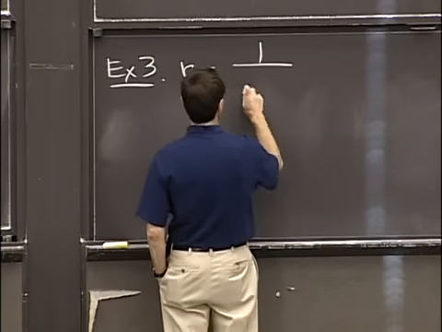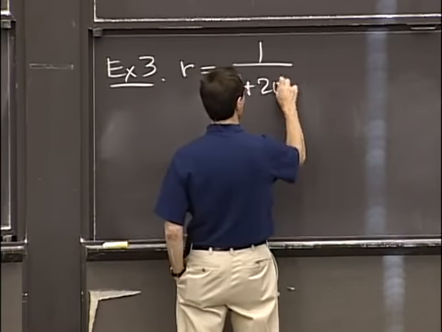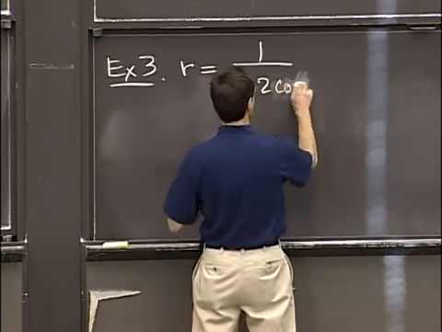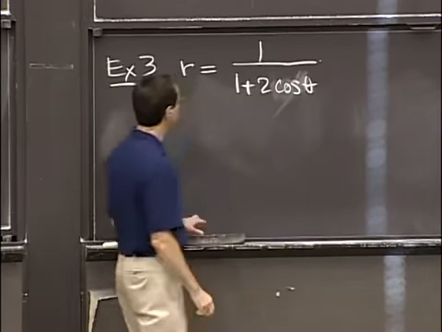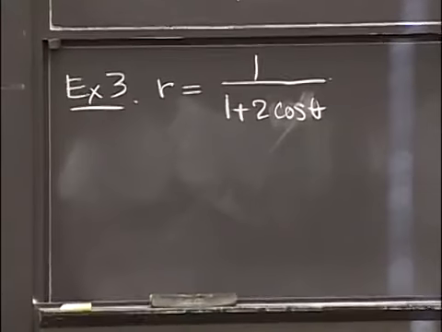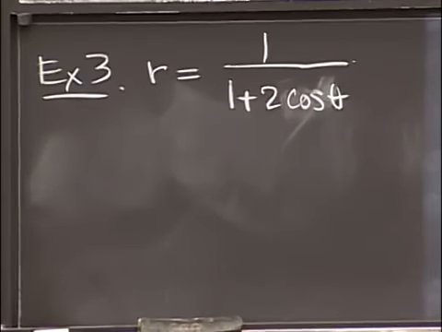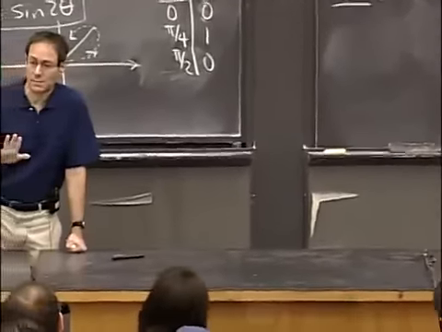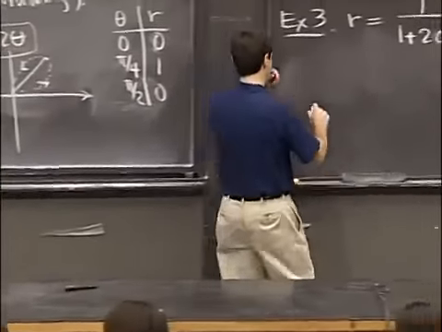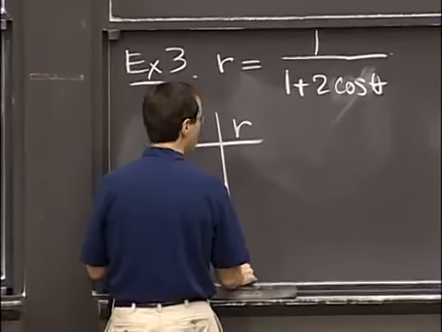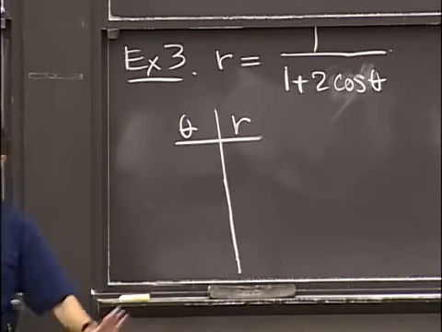We're going to discuss what happens with this function here. Sorry, that's not legible, is it? That's a cosine. r = 1 over (1 + 2 cosine theta). Now, the first thing I want to do is just take our time a little bit and plot a few points. So here's the values of theta, and here are the values of r, and we'll see what happens, and we'll try to figure out what it's doing.